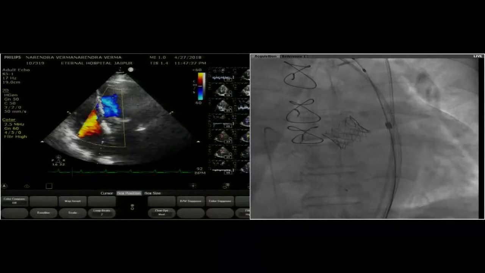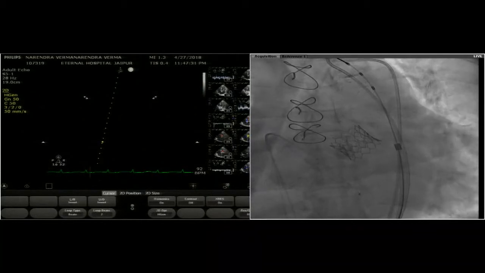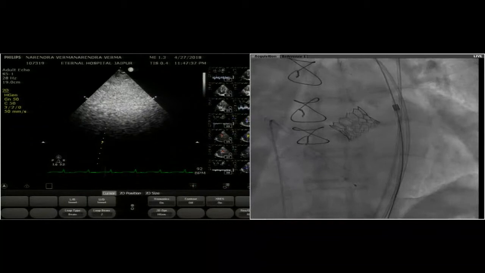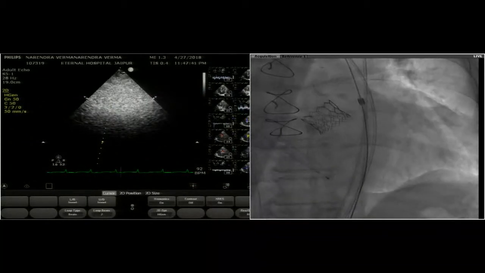So come caudal. Go cranial. Let's remove the parallax. Cranial, please. Nice. Show us the LV. Give us a good injection, 15 ml per second, total of 20 ml. Ready?